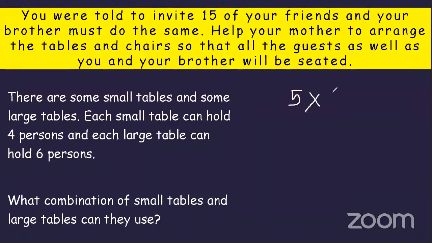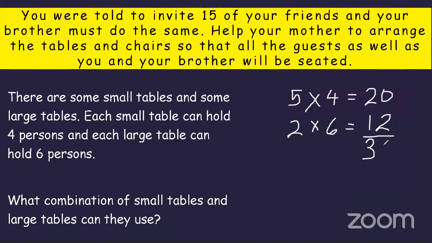So 5 times 4 and 2 times 6. See if this really works too. All right, so 5 times 4 will give us 20 persons here. 2 times 6 will give us 12 persons here. So 20 and 12 will give us 32 persons. So this is a good one as well. This will work. 5 small tables and 2 large tables will definitely work as well. So you see that it is not only one way we can arrange these tables.